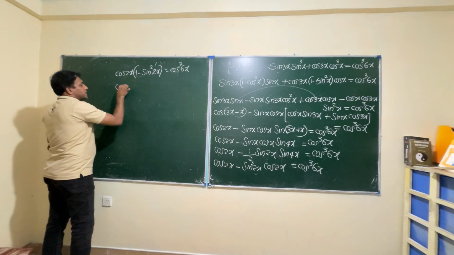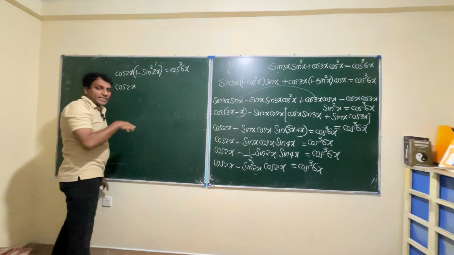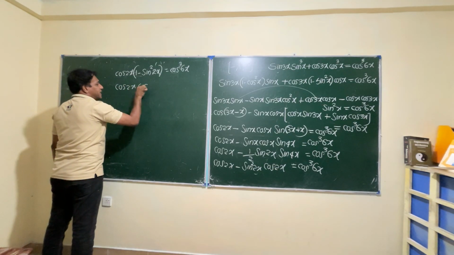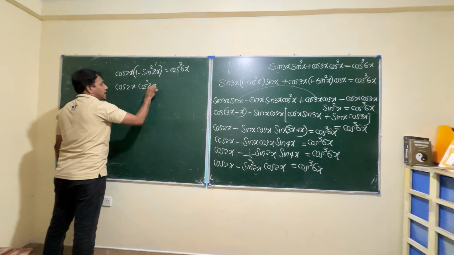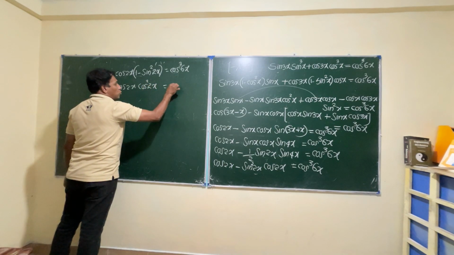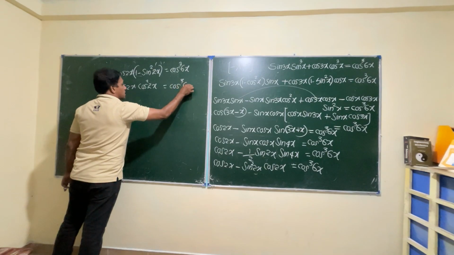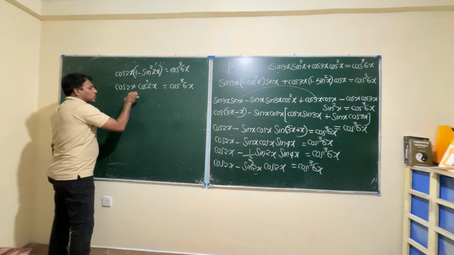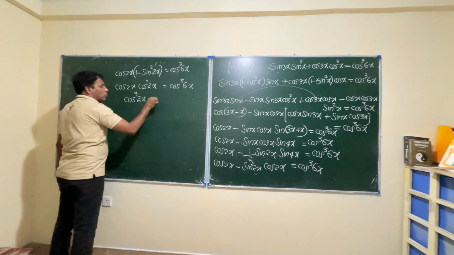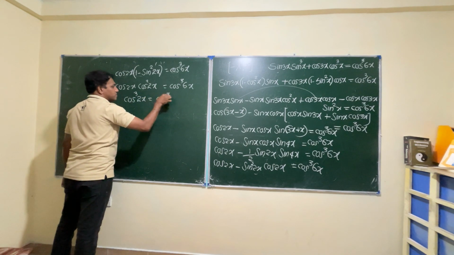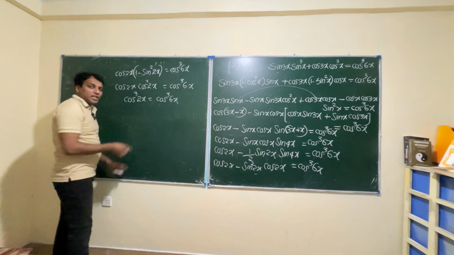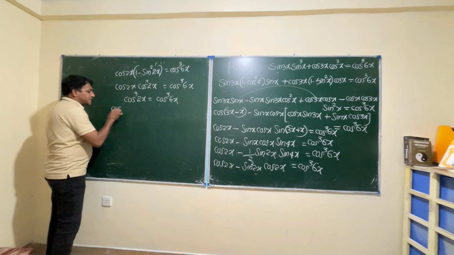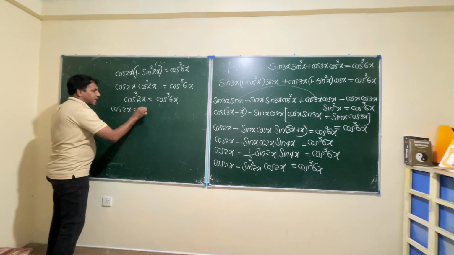Cos 2x. What is 1 minus sine square theta? Cos square theta, right? So cos square 2x, the other side cos cube 6x. A nice problem, you know, multiply this to get cos cube 2x equal to cos cube 6x. So both sides take the third root. If you take the third root of both sides, what is that? Cos 2x equals cos 6x.